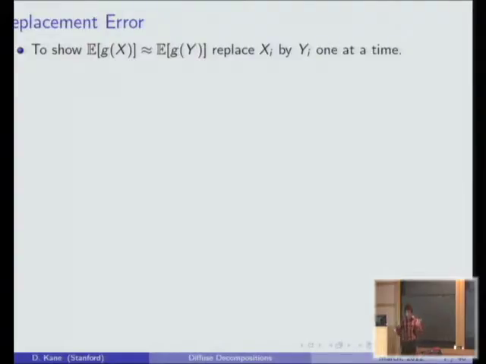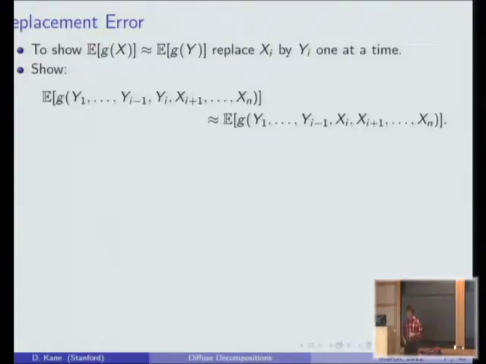Okay, so we've replaced f by a smooth function g. What does that gain us? We still need to show that the expectation of g of x is approximately the expectation of g of y. Now, the key idea here is that we're going to show this by replacing the xi by the corresponding yi one at a time. So the point is we want to show that the expectation of g, when we evaluate it at y1 through y_{i-1} and yi, and then x_{i+1} through xn, should be approximately the expectation of g evaluated at y1 through y_{i-1}, and then xi instead of yi, and then x_{i+1} through xn.